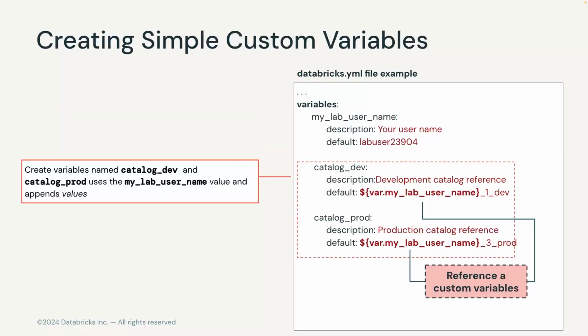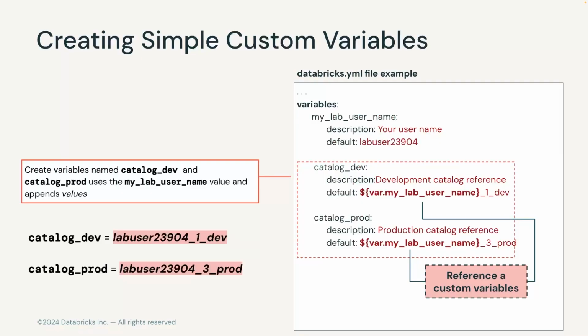You can then reference the custom variable myLabUserName within other variables or mappings. In this example, we will use the myLabUserName variable to create two new variables, catalog_dev and catalog_prod, appending the strings _1_dev and _3_prod to the correct variables. To reference a custom variable, use a $, then use the top-level mapping var, followed by a dot and the variable name, myLabUserName, within curly braces, and then append the literal string after that variable.